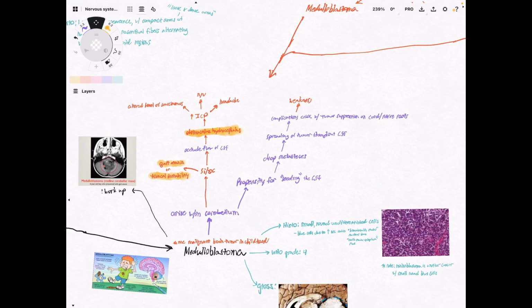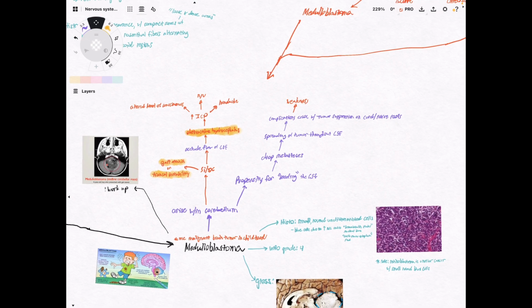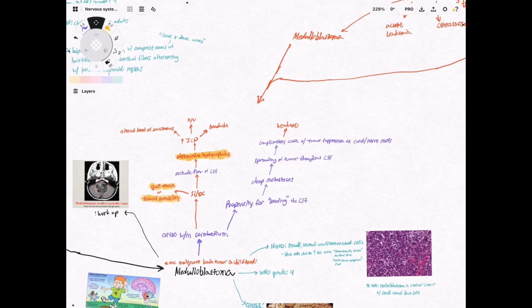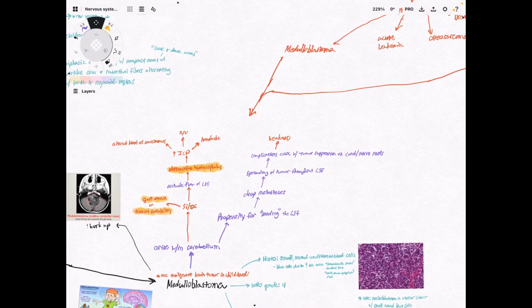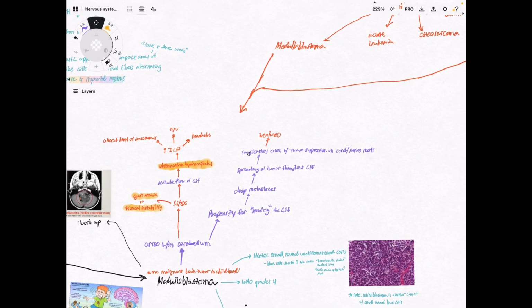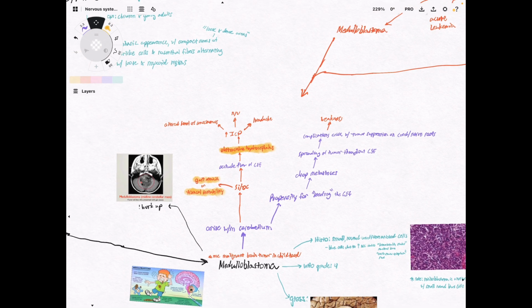So they arise within the cerebellum, and unfortunately, they have a propensity for seeding the CSF. So basically what that means is they extend into the CSF system, and they can spread throughout anywhere the CSF touches. So that's spinal cord, anywhere in the brain, compress on nerve roots, and this can lead to weakness if those nerve roots are compressed, if those tumors spread throughout the CSF and land in the spinal cord.